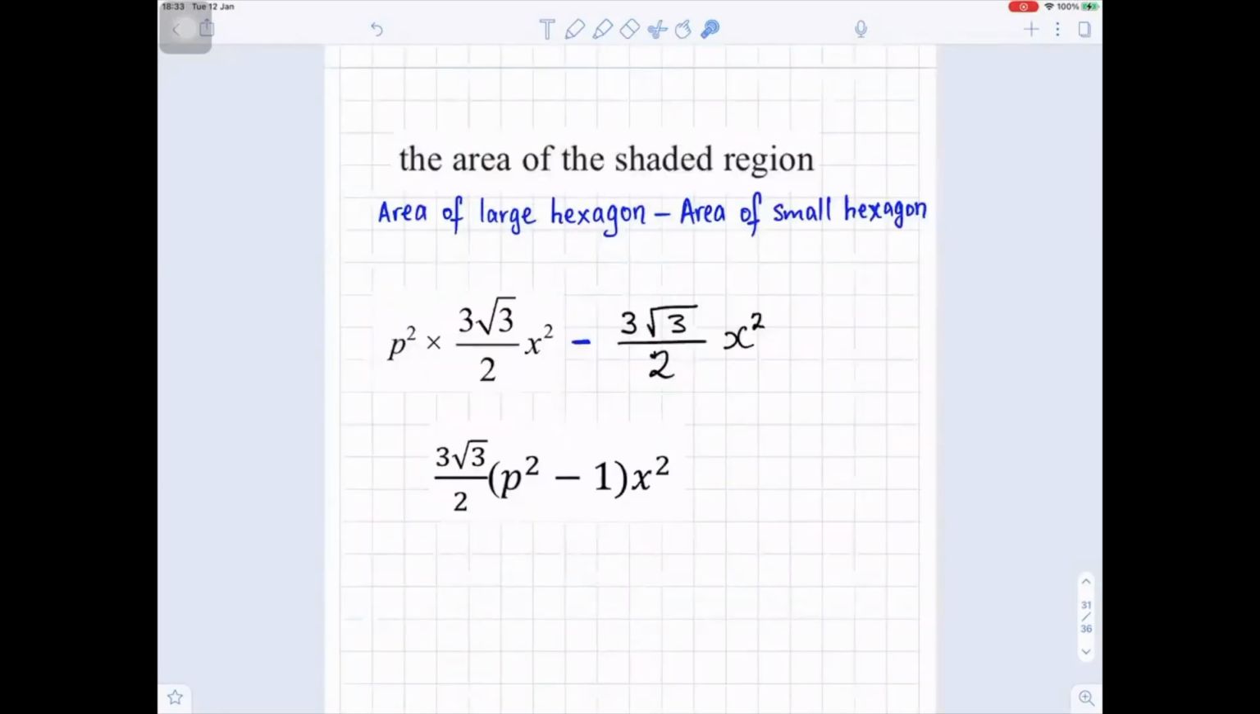And afterwards you factorize and you get your answer as required to show.